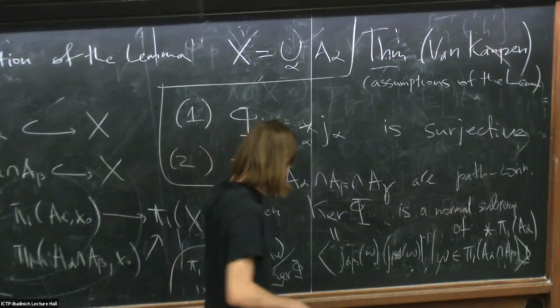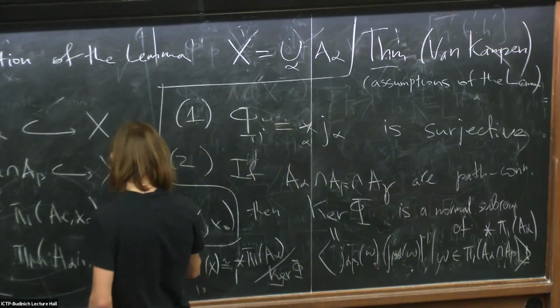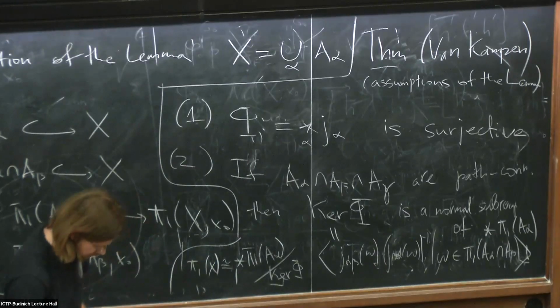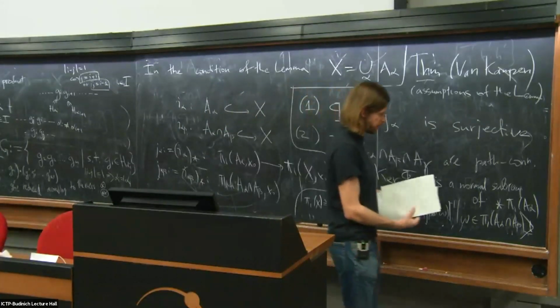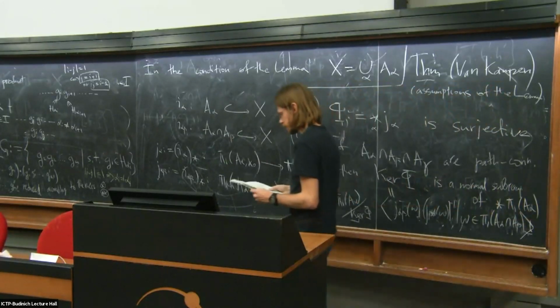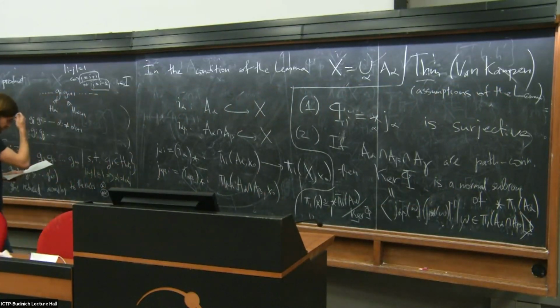What if the intersection between any A alpha and A beta had trivial fundamental group? Would that imply that the kernel is trivial? Yes, because omega would be trivial, and this is a homomorphism. So this would imply it. Of course, in this case, it would be automatic.